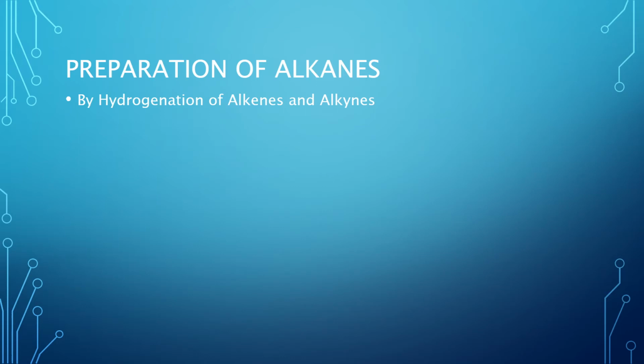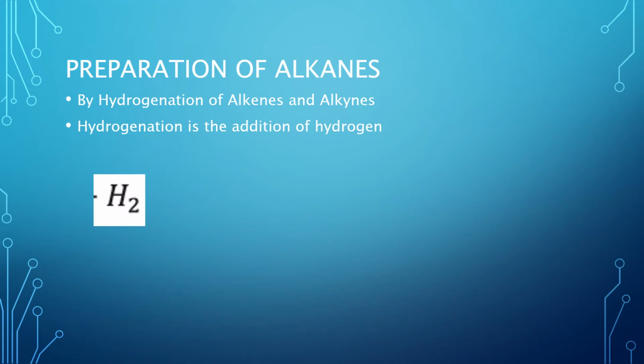We will discuss the general methods for the preparation of alkanes. The first method is the hydrogenation of alkenes and alkynes. Hydrogenation is actually the addition of hydrogen atoms to a molecule. So in the hydrogenation process, hydrogen will be added to alkenes and alkynes. How this process takes place: you can see the molecule of hydrogen, which contains 2 hydrogen atoms.